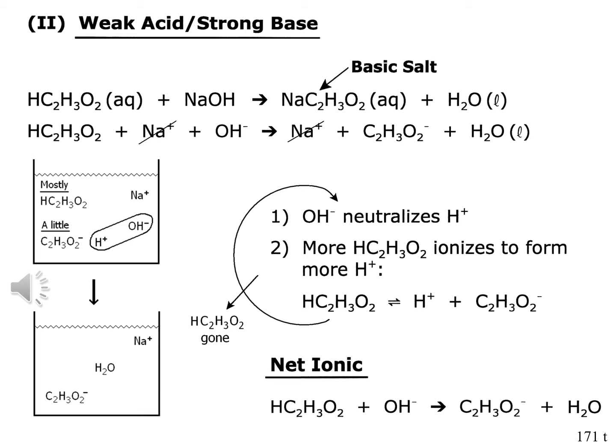And if you look at the salt that forms, sodium acetate would be classified as a basic salt. Sodium is still neutral from group 1, but acetate is the conjugate base of acetic acid, and it's on the right of the arrows in the Ka table, which makes it a weak base. So sodium acetate is a basic salt. A type 2 neutralization always gives you a basic salt.